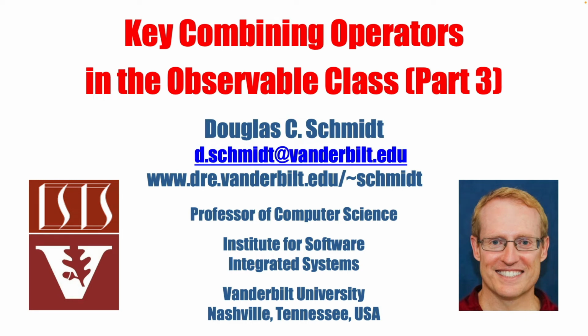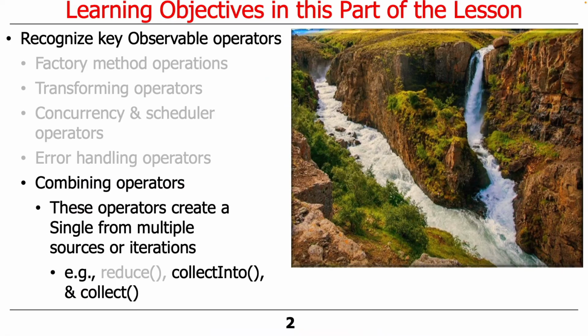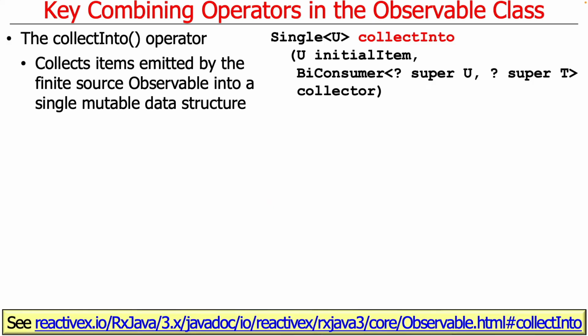So we're now going to wrap up our discussion of key combining operators that are part of the observable class. In this case, we're going to talk about collectInto and collect, which create a single from multiple sources or iterations. So let's take a look at collectInto first. This operator collects items emitted by the finite source observable into a single mutable data structure.